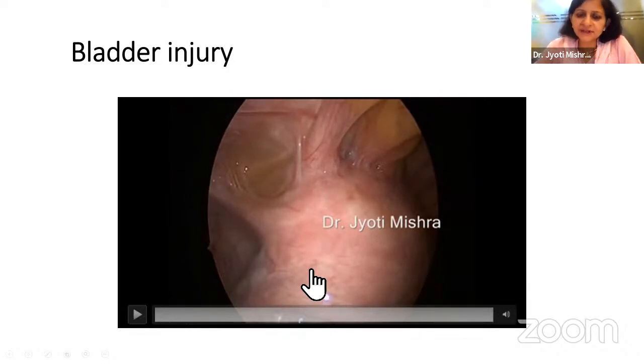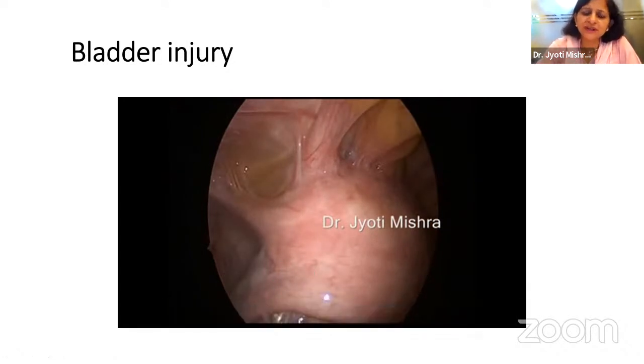I see Dr. Aarti now, starting with you. How will you start? We do the round ligament, which is easy. Now, once we reach the bladder, what precautions and what techniques will you use? Dr. Aarti Luthra, please.